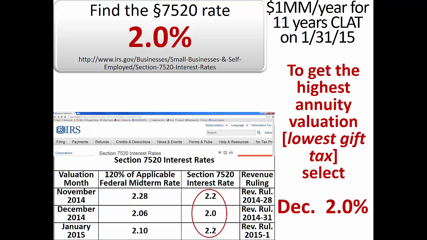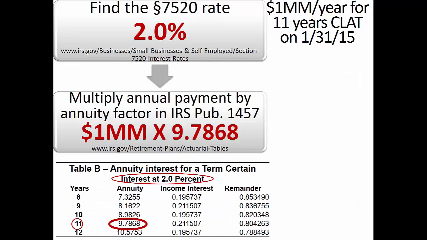This 2.0% interest rate will be used for all calculations for this transaction, even though during the life of the trust, the interest rates may fluctuate greatly. Only the initial 7520 interest rate is relevant to the tax calculation. Once the appropriate Section 7520 interest rate is identified, the value of the annuity can be determined from the table associated with IRS Publication 1457, which can be found on the web at the IRS website.